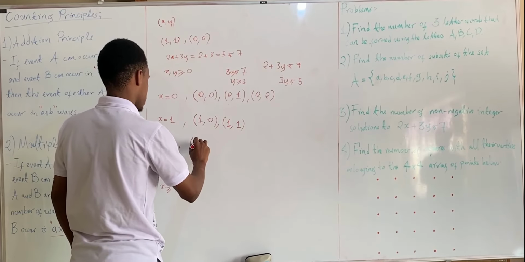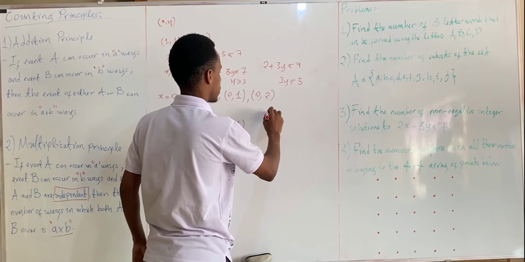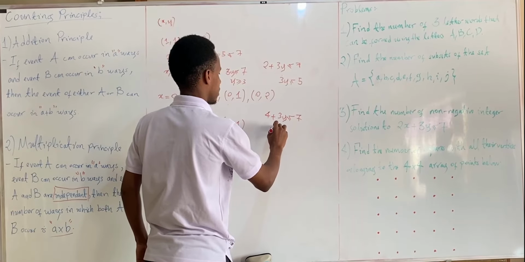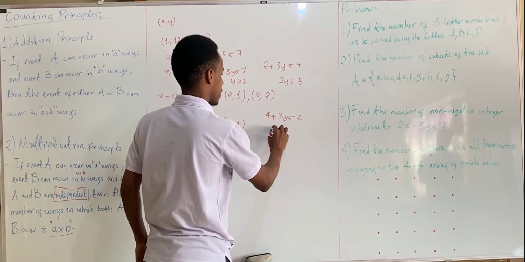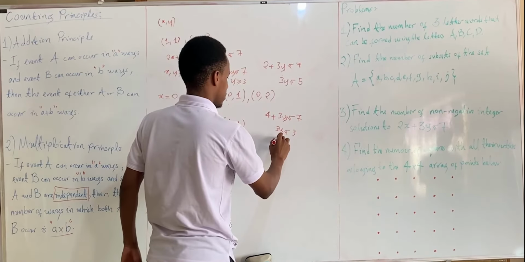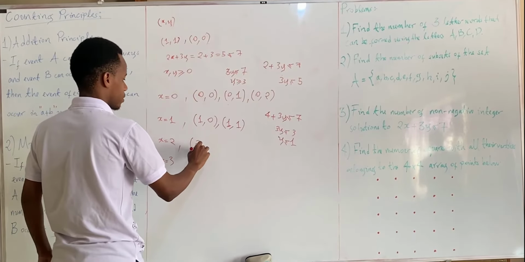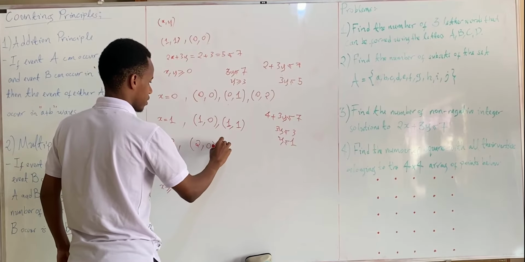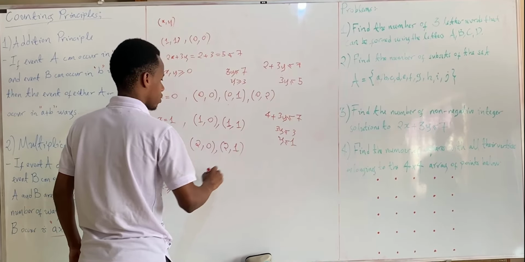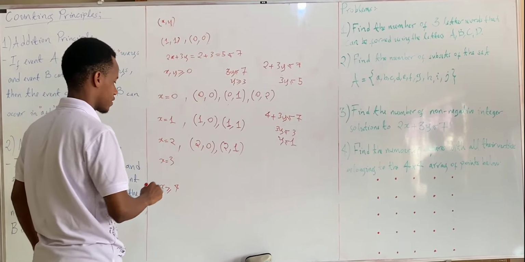And for the other part, when x is 2, the equation becomes 4 plus 3y is less than or equal to 7. This implies that 3y is less than or equal to 3. You can divide by 3 both sides, and so you can get y is less than or equal to 1. And at this point, it's not hard to see that the only possible values are when y equals 0 or when y equals 1. So in this event, there are two possible number of ways.